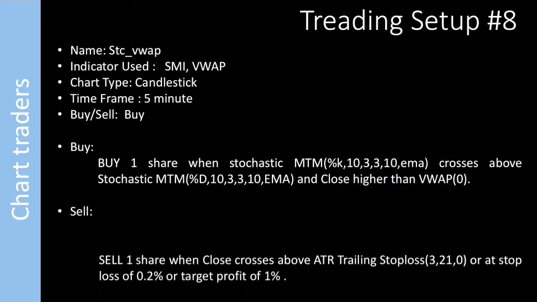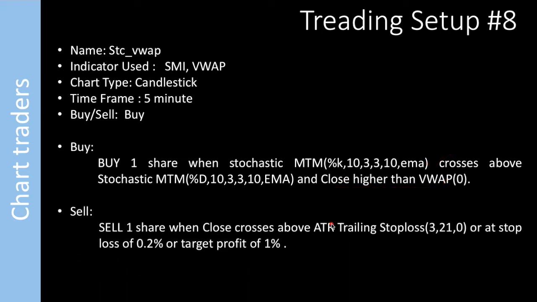What is the sell strategy? Simply, close crosses above the ATR trailing stop loss, and the stop loss is 0.2, that is 1 percentile. So I have given a 0.2 stop loss. Okay, a strict stop loss of 0.2 percentile.